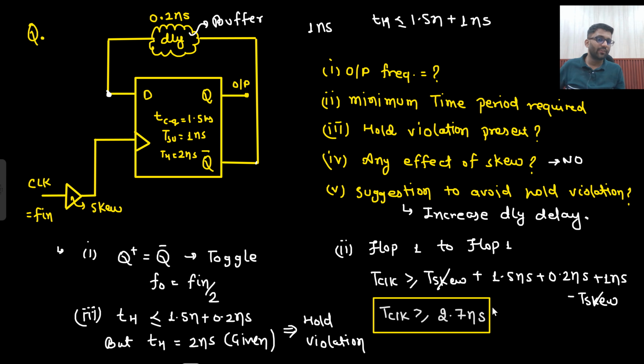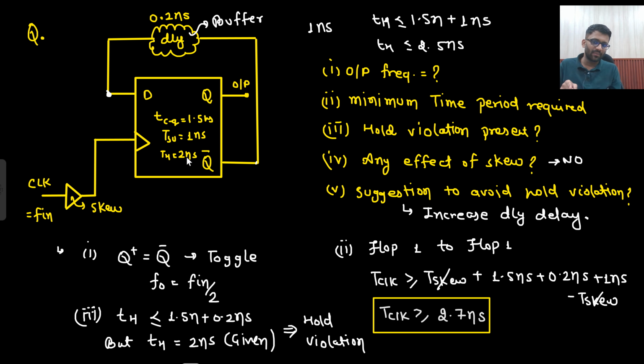But this clock requirement will also change. You need to take care that this clock requirement will also change. If you increase this delay, then your hold margin can be improved, but this T clock requirement will also change. That will also increase. So if I make this 1 nanosecond, from 0.22, then what will be my hold requirement? That would be less than 2.5 nanosecond.